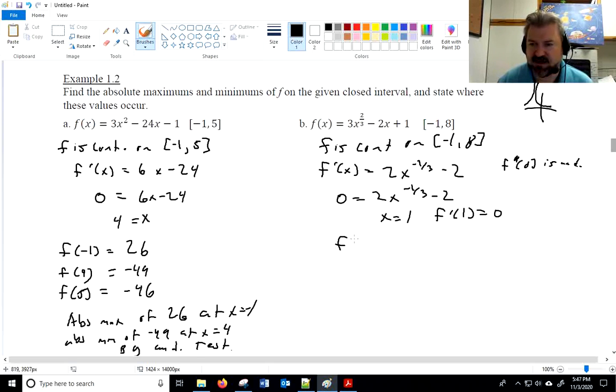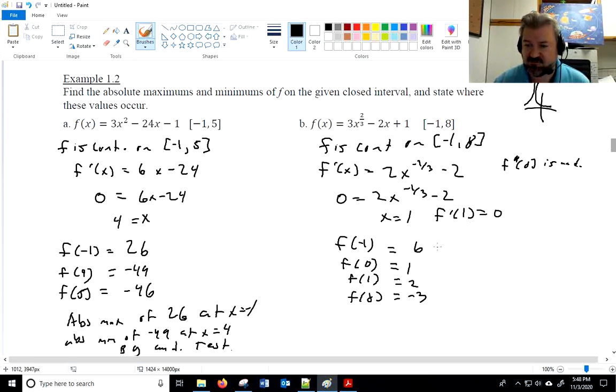Now all we got to do is evaluate f of -1, f of 0, f of 1, and f of 8. So f of -1 is 3 minus a negative, so 3 plus 2 is 5, plus 1 is 6. F of 0 is 1. F of 1 would be 3 minus 2 is 1, plus 1 is 2. And f of 8, the cube root of 8 is 2, squared is 4. 12 minus 16 is a -4, plus 1 is a -3.